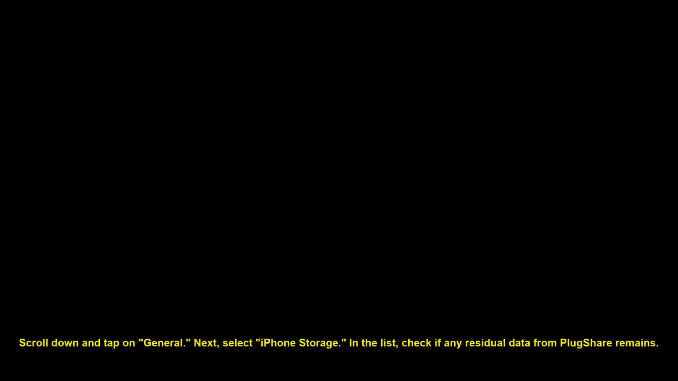Scroll down and tap on General. Next, select iPhone Storage. In the list, check if there is any residual data. If so, you can free up that space by deleting any leftover files. Once you've confirmed that PlugShare is completely removed, you're all set. Congratulations, you have successfully uninstalled PlugShare from your iPhone safely.